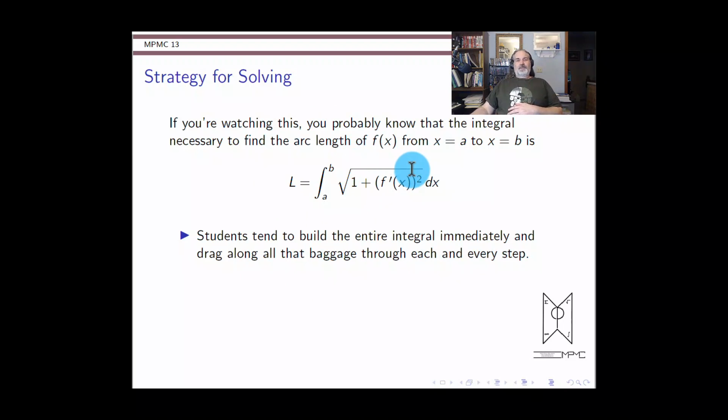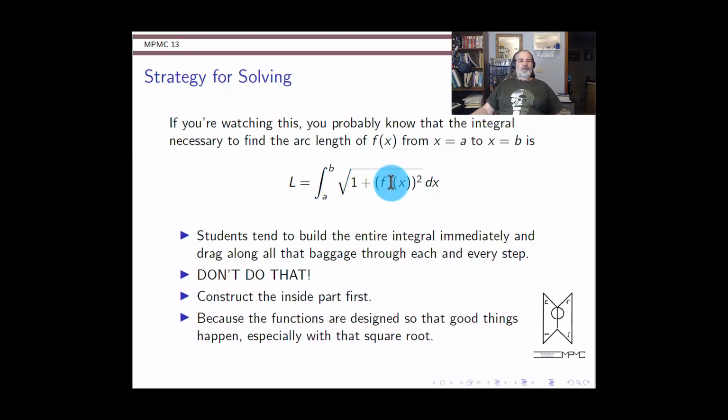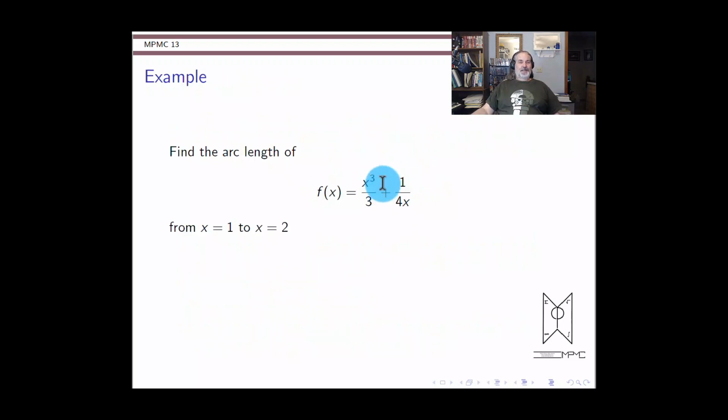One of the pitfalls that people tend to fall into, that I've seen over and over and over, is students like to just build the entire integral right off the bat and then carry around all this baggage, the integral sign and the square root, before the interior of the square root has been resolved. Okay, don't do that. Just worry about the inside part first, and that's where you're going to discover that the functions that you've been given that look like they're from the devil are actually beneficial in their appearance.